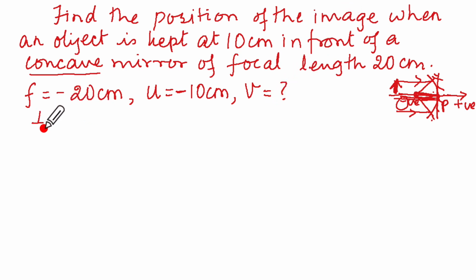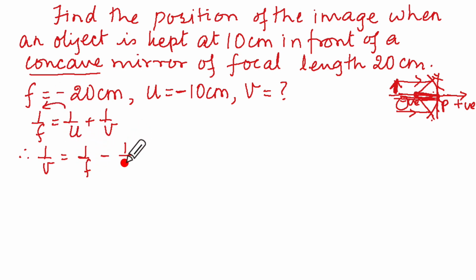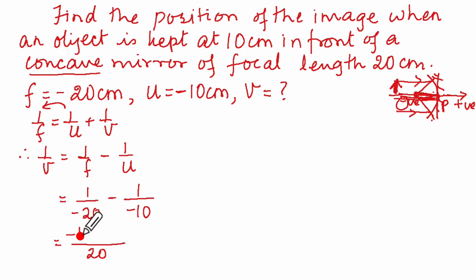and we write the formula as 1 upon f is equal to 1 upon u plus 1 upon v, and therefore we will have 1 upon v equal to, this goes that side, so 1 upon f minus 1 upon u. Okay, now 1 upon f, what is the value of f? Minus 20, minus 1 upon u, how much is it? So we will get LCM as 20. So here it will be 20 ones 20, so minus 1.